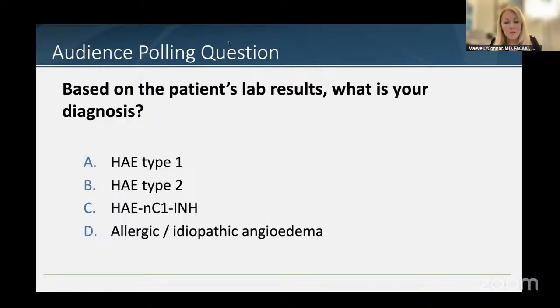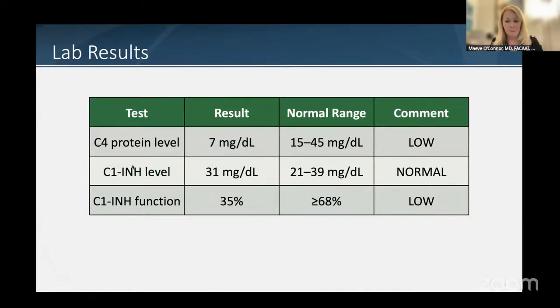What are your thoughts? Could you go back one slide? Absolutely, to those lab results. Yes. So this is something that we just really need to commit to memory. Whenever somebody has a low C4, a normal level of C1 inhibitor, but a low function, that is type 2.